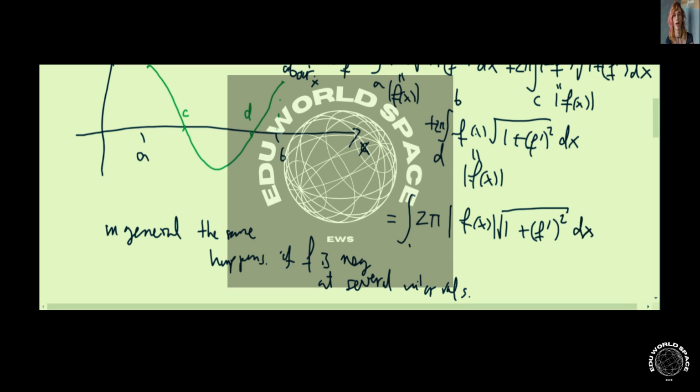And so it doesn't matter if the function is negative all the time or just negative at some intervals. This is the general formula for finding the area of the surface of revolution about the x-axis. The general formula, no matter what the sign of f is.